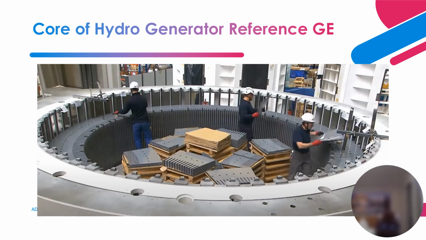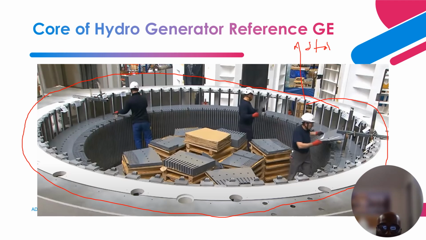Okay, so this is basically the frame of the stator. The generator has two components, the stator and a rotor. The stator is the stationary part, and like I told you, the building block of the stator is the core. You are building the magnetic path.